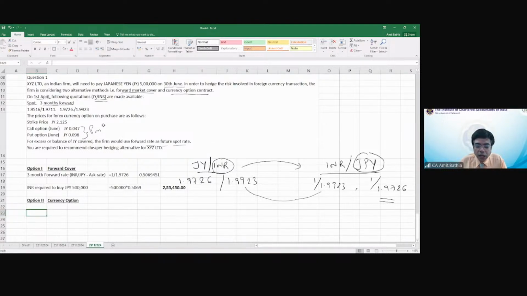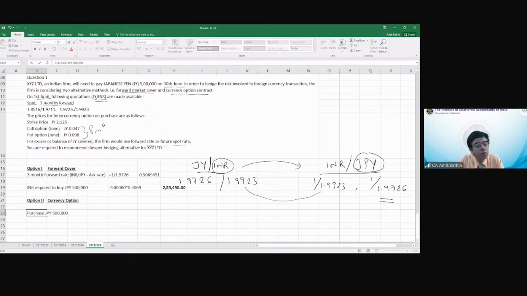So basically underlying currency is INR or Japanese yen. Can you please tell me that? This currency option is expressed in Japanese yen or INR? Japanese yen. So in order to purchase Japanese yen 500,000, how much money will be required by you?